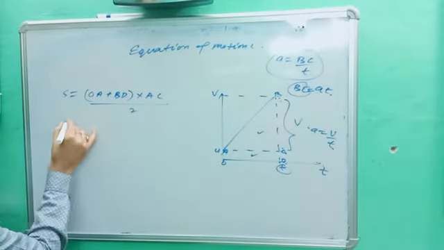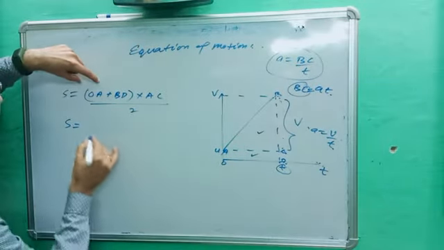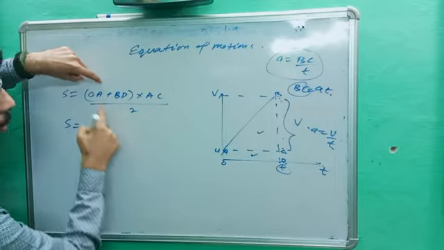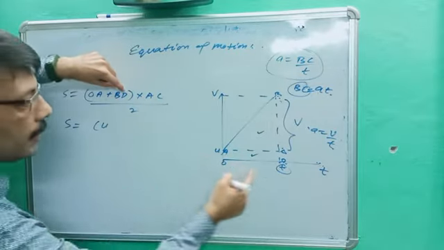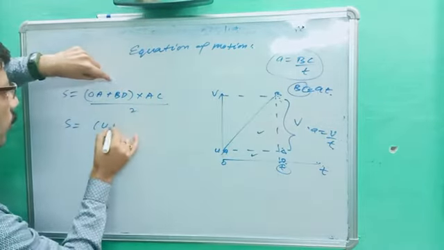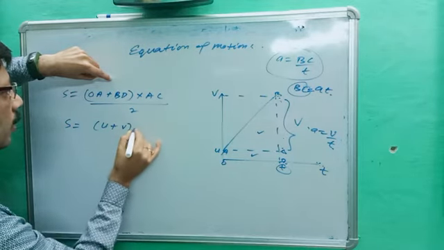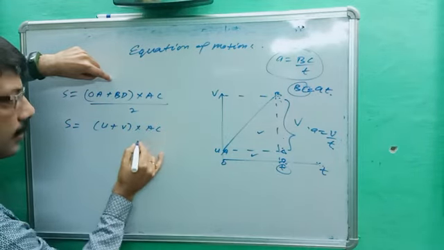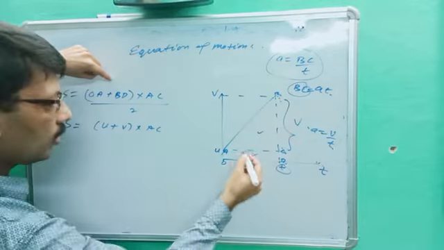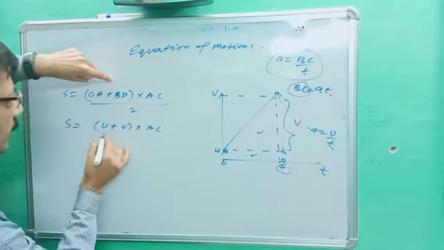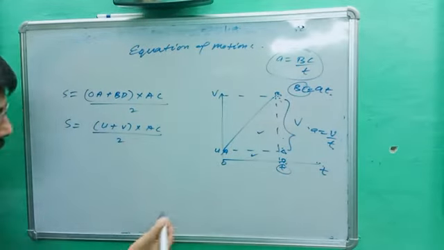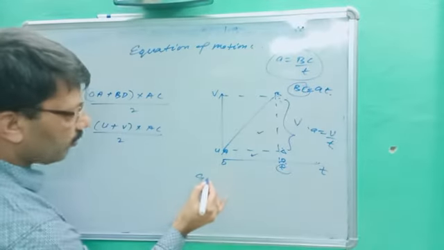Okay. So S is equal to, what is the value of OA? OA is U, and BD is equal to V. U plus V into what we get here? Come on, AC. We will get the answer, divided by 2.